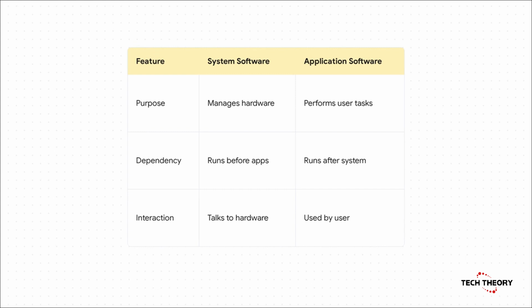And this dependency part is so important. System software has to run first. You can't open your web browser if your operating system isn't even running, right? And finally, who are they talking to? System software talks to the hardware, but application software, that talks directly to you.